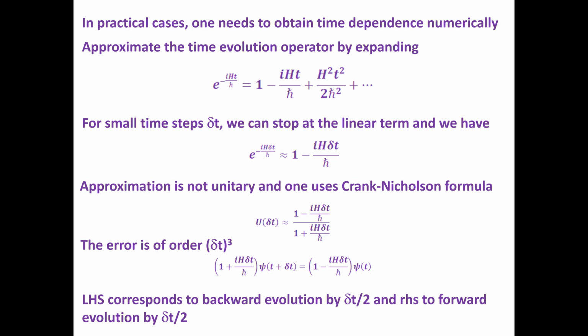So all that you are saying is that when I take psi t plus delta t and backward propagate by delta t by 2, or I take psi t and forward propagate by delta t by 2, the two should be equal. And that's what this Crank-Nicholson scheme uses. Okay. So here I have written correctly delta t by 2, but the equations are wrong. I'm missing a factor of 2.